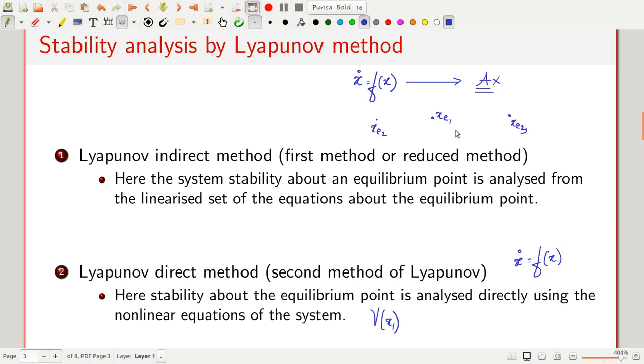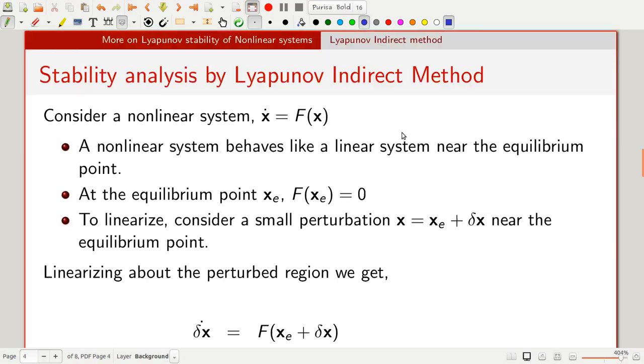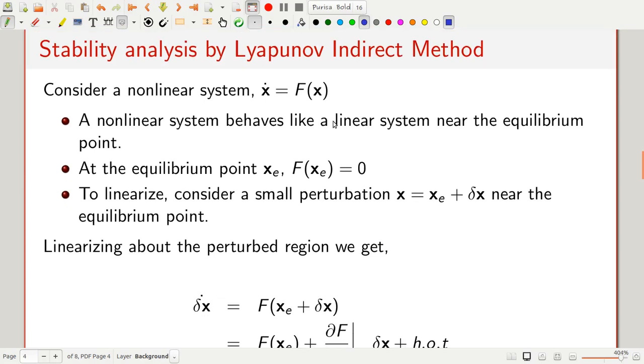So now we will see how it is done. The procedure is quite simple. The only thing is that we have to linearize this set of equations about each equilibrium point. So now let us go to the discussion of how to linearize a set of equations.